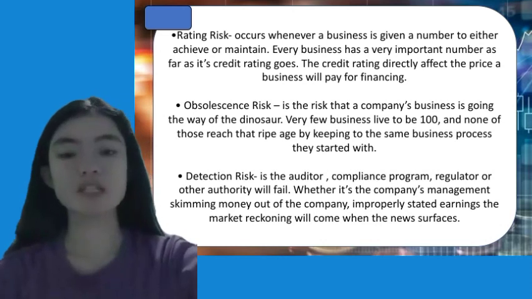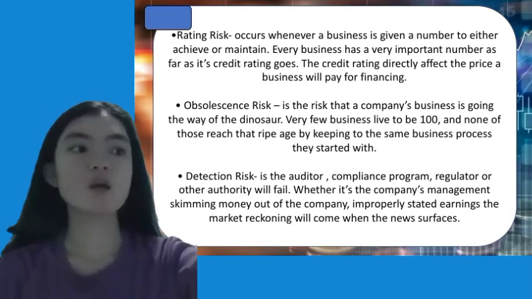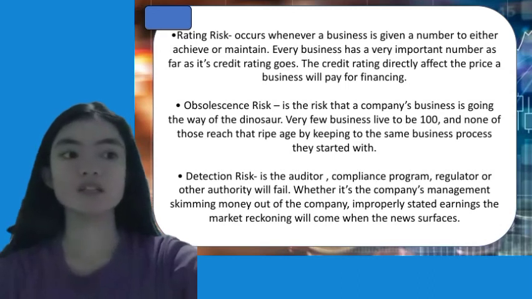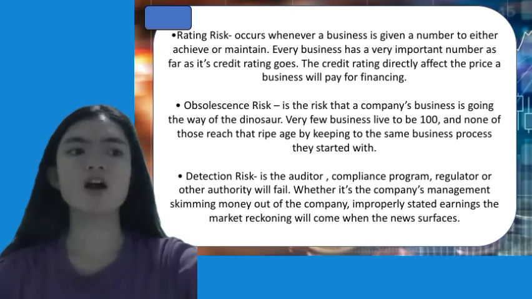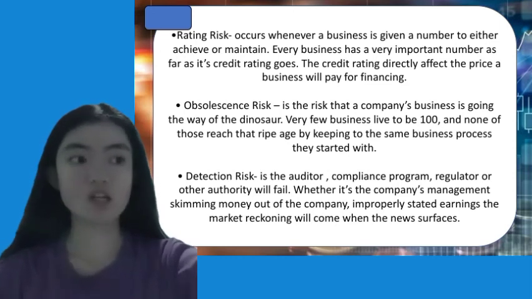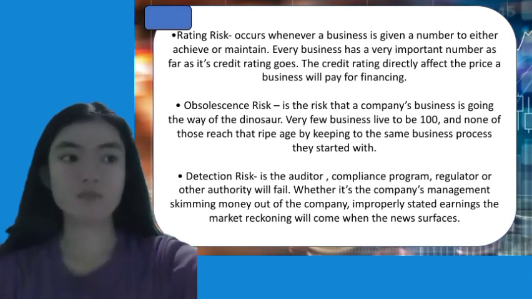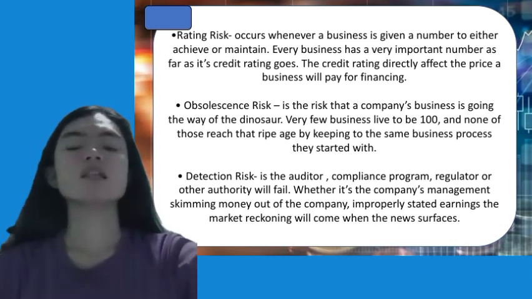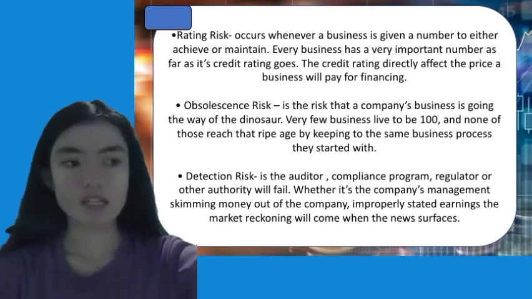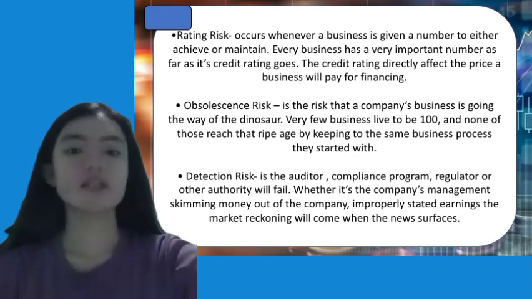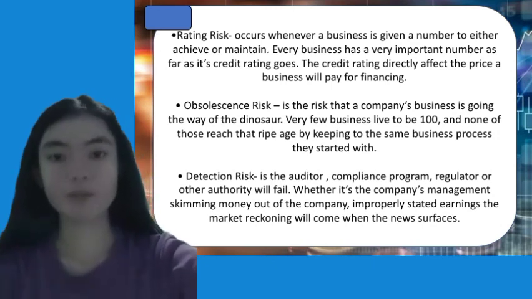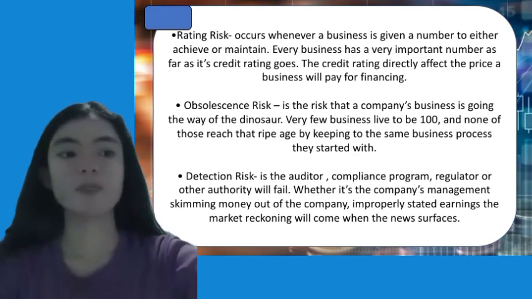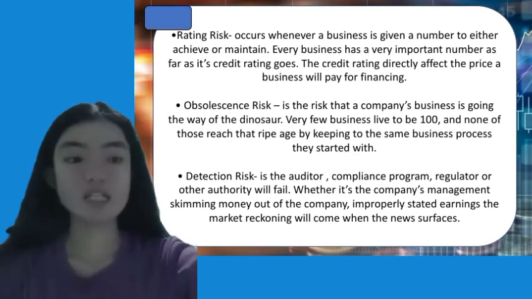Next is obsolescence risk. It is the risk that a company's business is going the way of the dinosaur. Very few businesses live to 100, and none of them reach that age by keeping to the same business process they started with. So the biggest obsolescence risk is that someone can find a way to make a similar product at a cheaper price. So that's obsolescence risk.